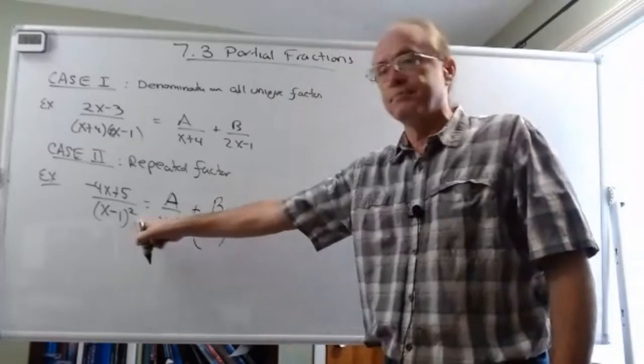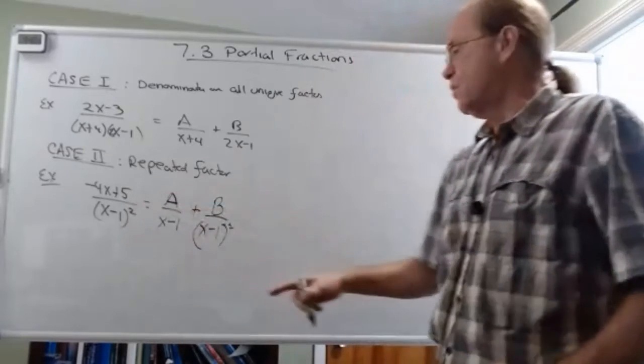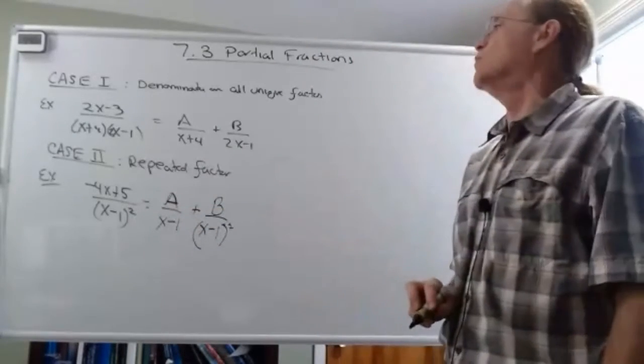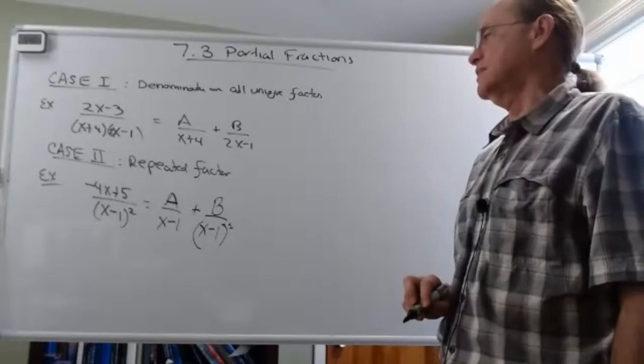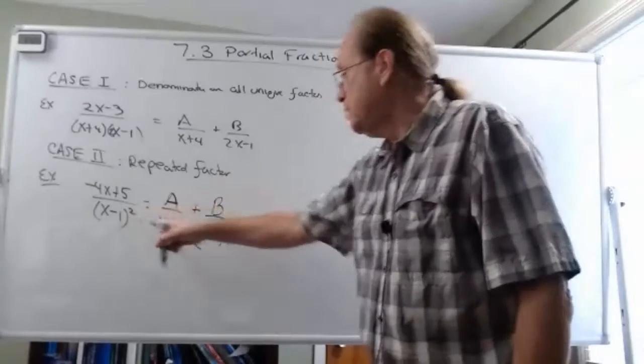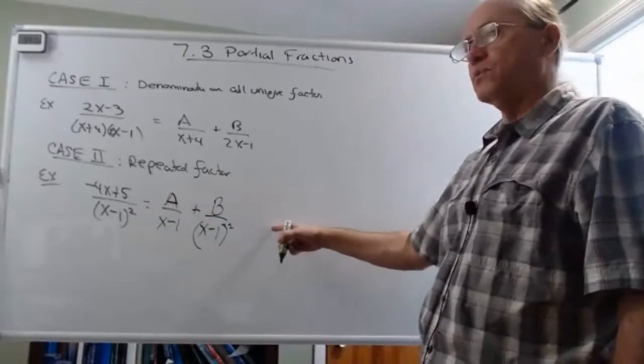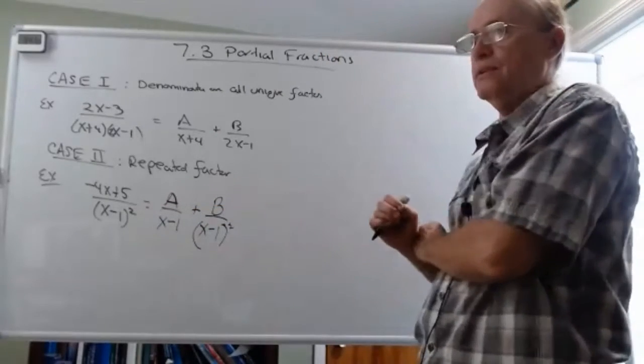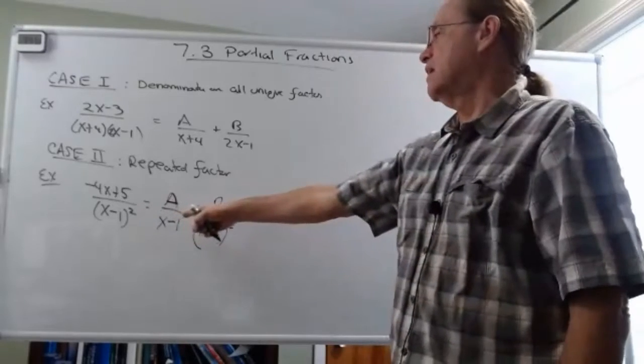You always have to go up to that factor. And I could show you why, but in the interest of time, we won't. But there's a little bit in the textbook you can look at that. This will always work. Now, if this happened to be a cubed, then I'd have a c over x minus 1 cubed. You just keep carrying it forward. So this is what we're going to solve.